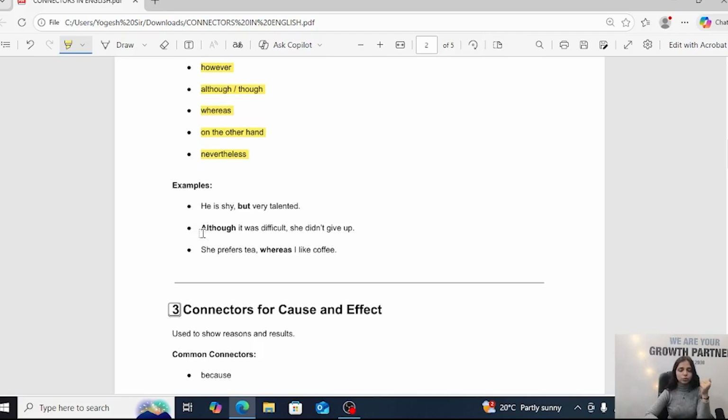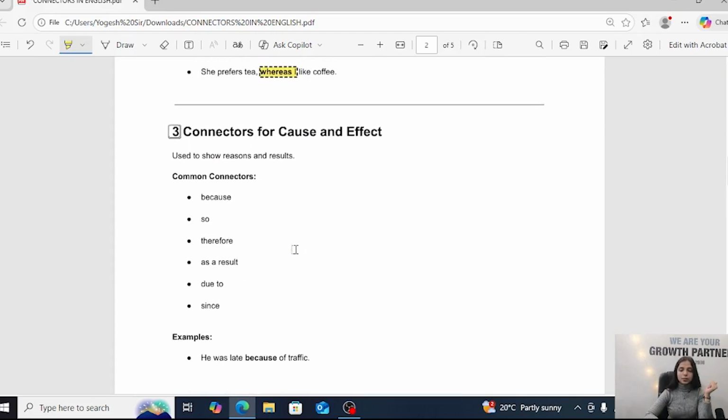Next is, although it was difficult, she did not give up. When we are saying this, we are using the word although. Although is the word which is making us contrast the whole situation and understand the situation better. She prefers tea, whereas I like coffee. So here again, there are two different situations because the options are completely opposite. One likes tea, the other likes coffee. How are we able to see the contrast? Just because we are using whereas, right?